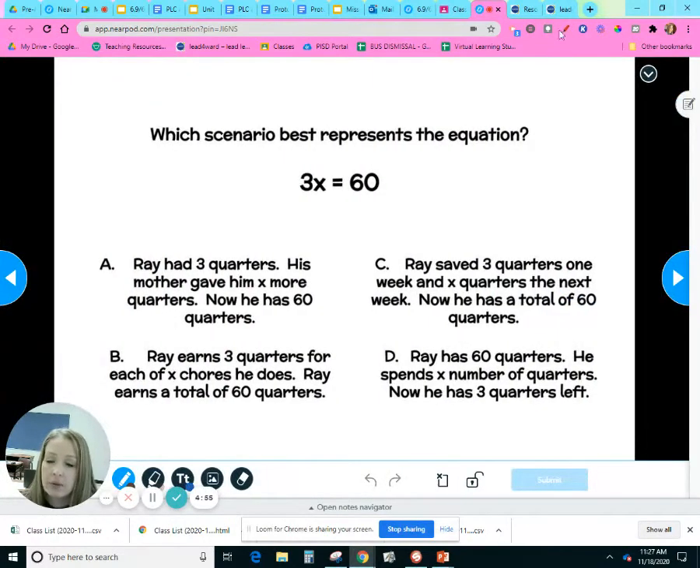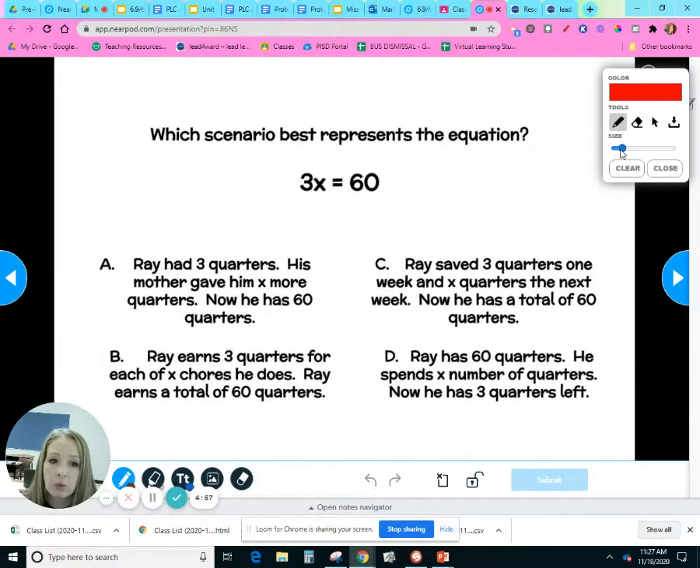Okay, if they give you an equation and they ask you which scenario matches, the best plan is to first actually solve the equation. So if we see multiplication, we need to divide both sides because that's going to cancel out that 3 and leave just x. And 60 divided by 3 is 20.